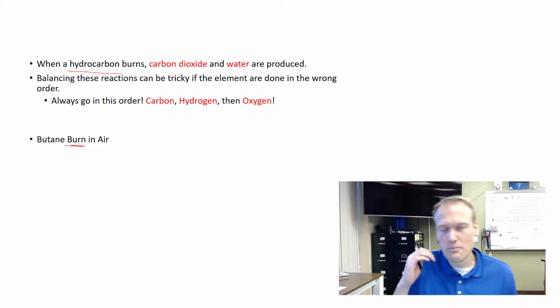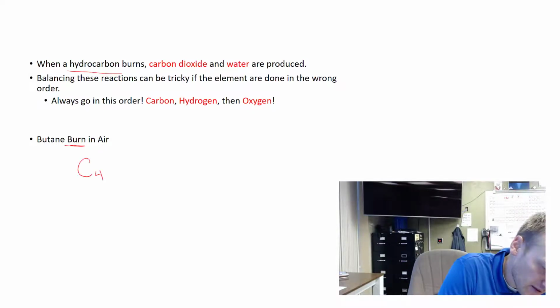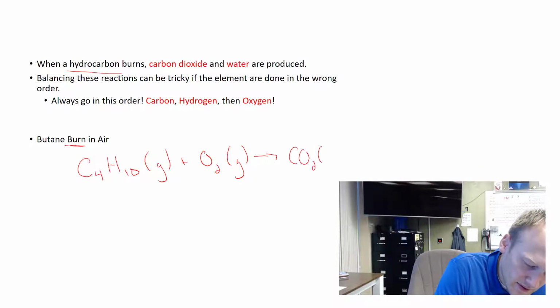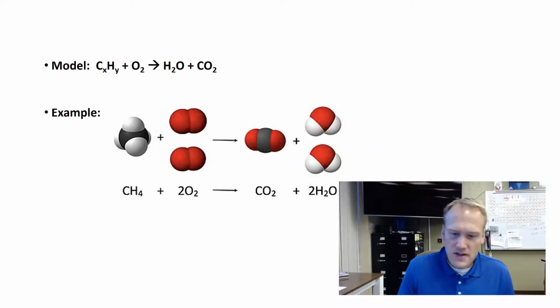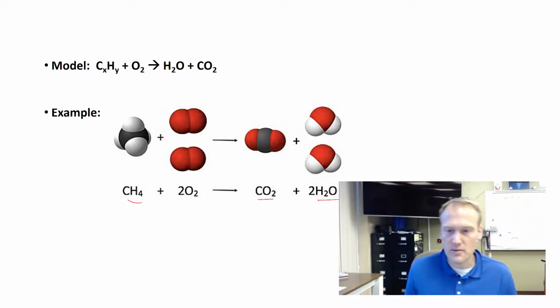That word burn, you should immediately recognize this as a combustion reaction. Butane is C4H10, and that's a gas. And you're burning it in air. That means O2 is necessary. And we immediately know that this carbon is going to combine with oxygen, so CO2, and that'll be a gas. And then this hydrogen will combine with oxygen, and H2O is the most common thing that will be produced there. And that'll also be a gas. Here's another example of methane being burned in oxygen, and we also have CO2 and H2O being produced.